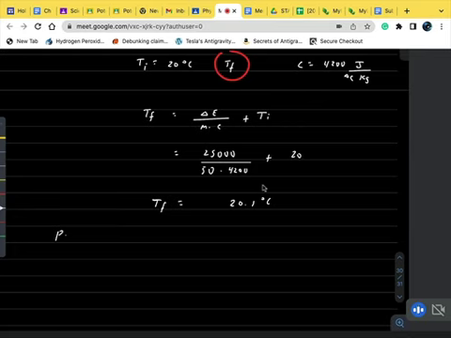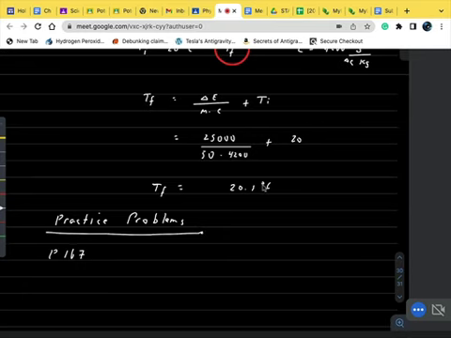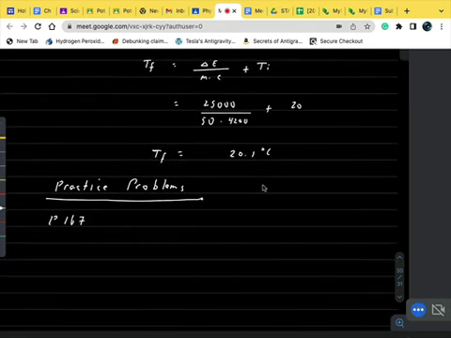I'm going to do some of the practice problems. Same page. Number 1, just read that to yourself. I'll go over it with you.